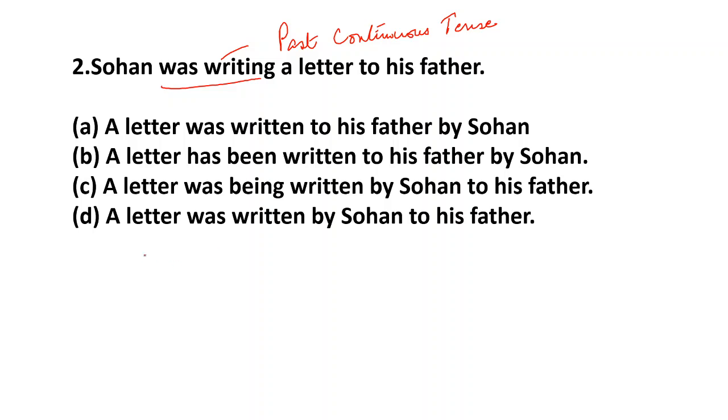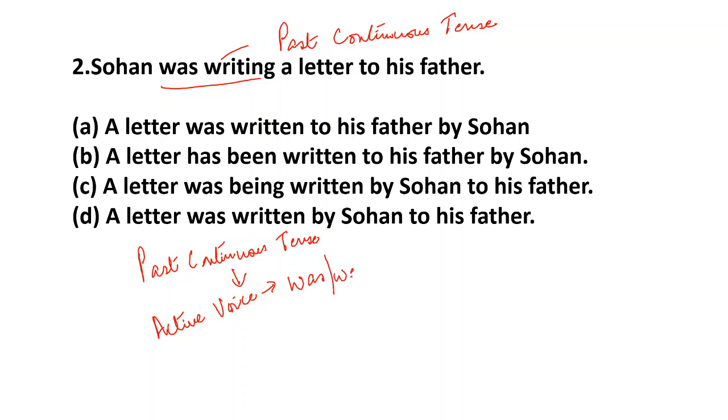Now in the past, I'll tell you the rule. In the past continuous tense, in the active voice, you get was, were, will be there, plus the first form of the verb, V1, plus ing.